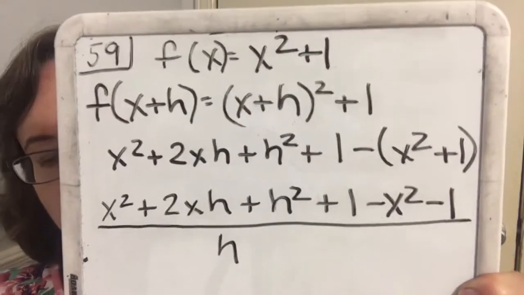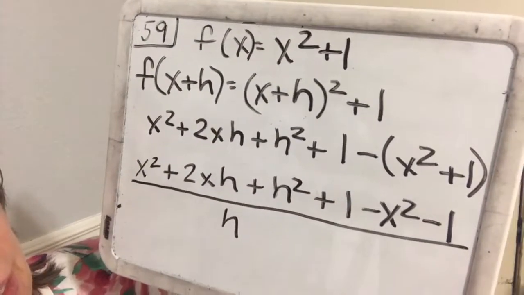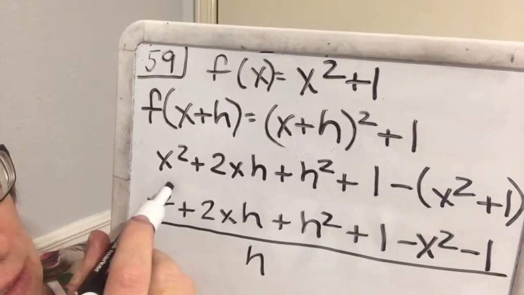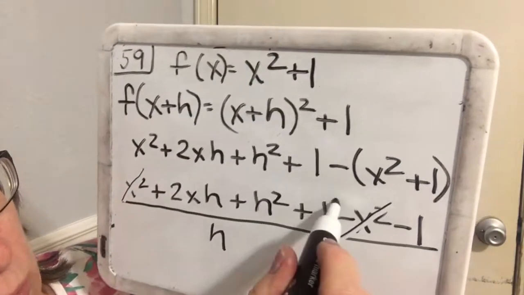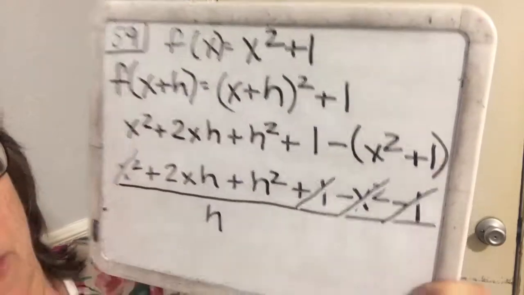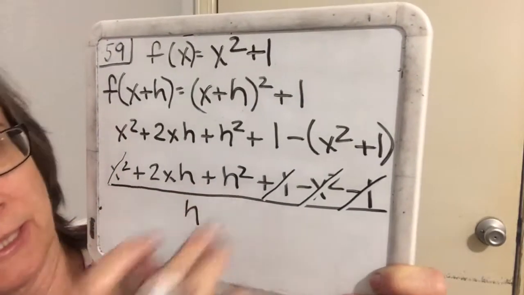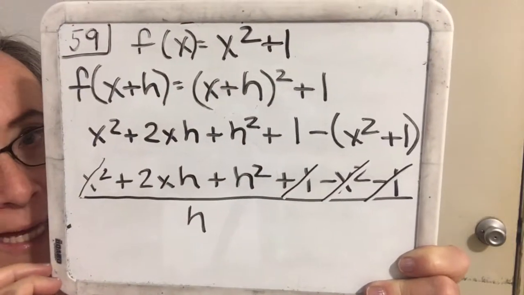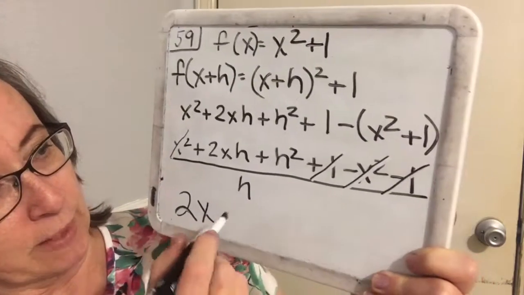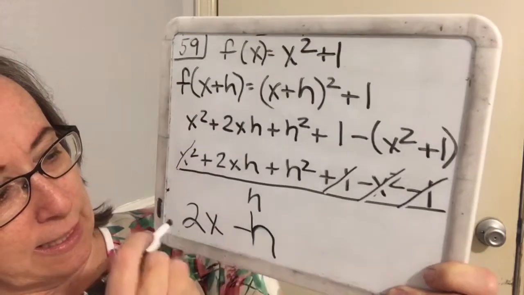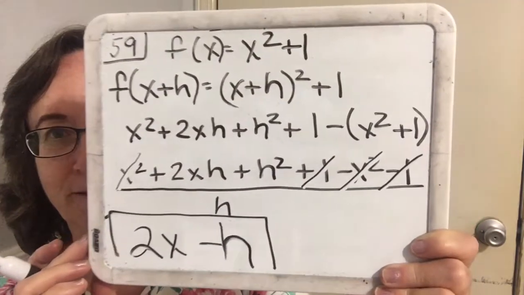Okay, so having gotten that far before I actually turned on the camera here, now we can cancel our x squared and our x squared and our 1 and our negative 1. Okay, so now we've got a 2xh plus an h squared all divided by the h, which is going to wind up being 2x plus h is the difference quotient. That is number 59.